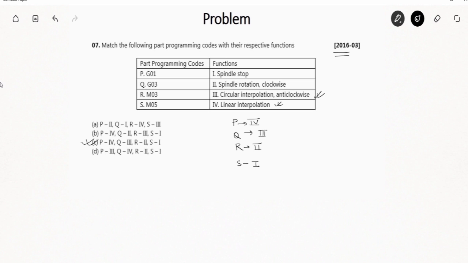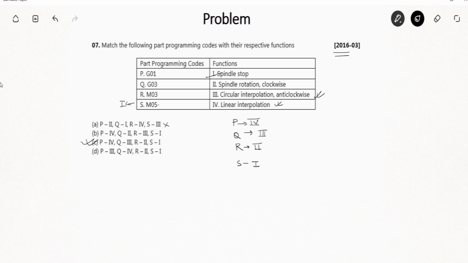You can also solve it by the elimination method. Previously also I explained it. In this question I will also explain it. Suppose I am doing M05. M05 stands for spindle stop. So S is 1, and so this option gets eliminated.